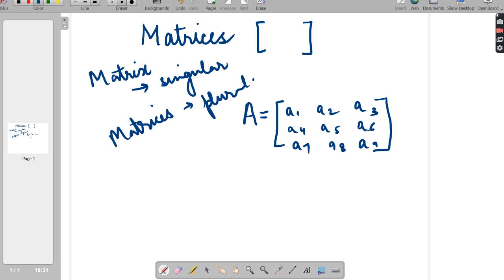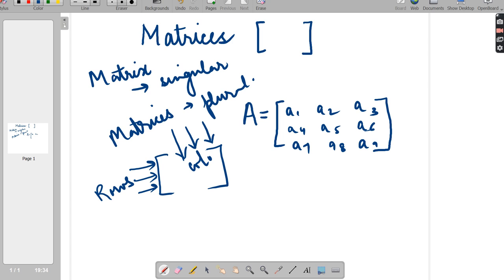Now, a few things which characterize such a representation: it will always be enclosed in a square bracket. The elements will be placed in rows. The horizontal ones are the rows and the vertical ones are your columns. And in most cases, the matrix is represented by an uppercase alphabet: A, B, C, anything.